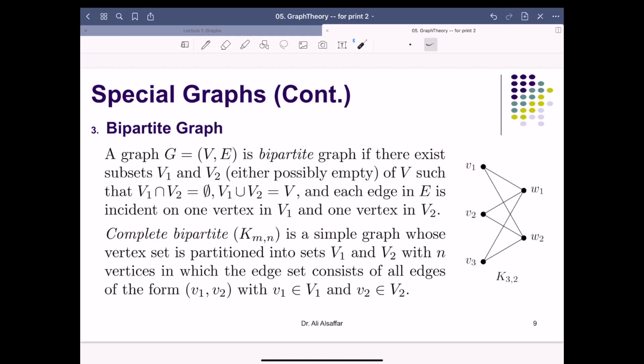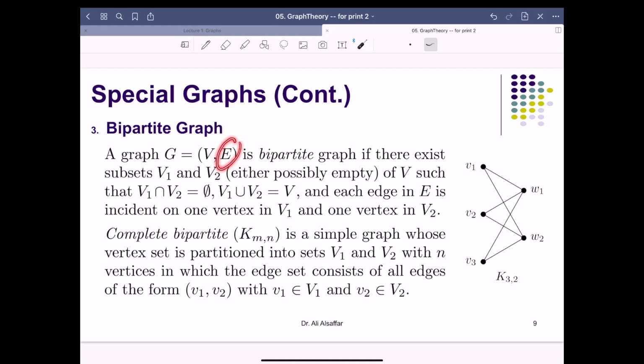So what is a bipartite graph? It is a graph where you can partition the vertices into 2 subsets, V1 and V2, and one of them could be empty. There is no intersection between them, so every vertex of the graph lies in one of them, and their union should be the set of all vertices. That means every vertex should belong to one of these 2 sets. This is condition 1 for a bipartite graph. You divide the vertices into 2 sets.